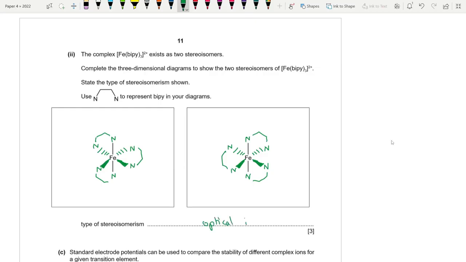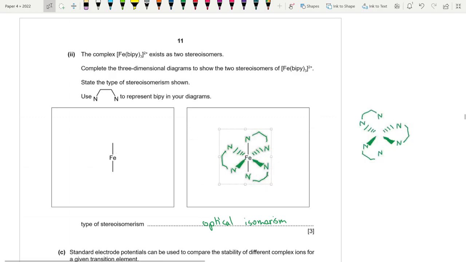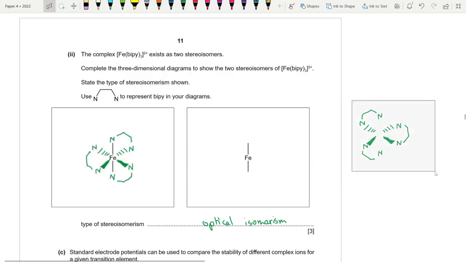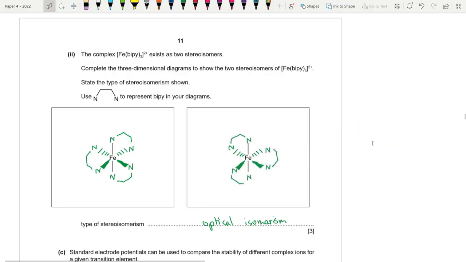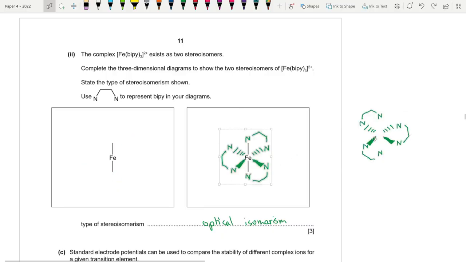So optical isomerism. By the way, this isn't the only way you could draw it. Like you could also draw this over here, okay? You could draw this one over here, and let me show you. You could also do this, okay? You could draw this over here and this here, okay? These are also optical isomers. In the mark scheme you only have one answer, but that doesn't mean that's the only one, okay? But I'm just gonna follow the mark scheme over here so that it's easier for you guys to follow.